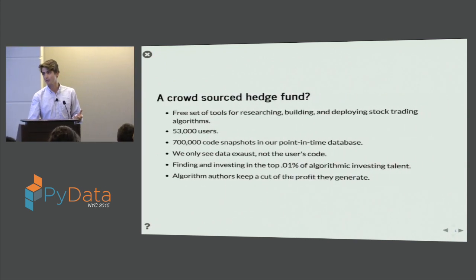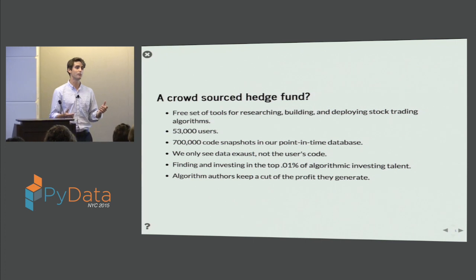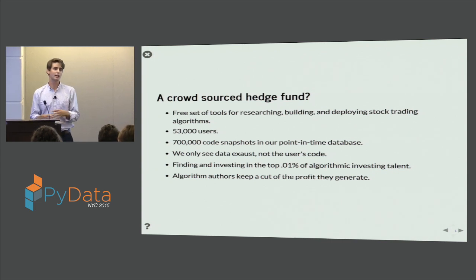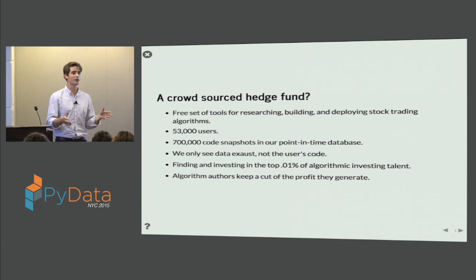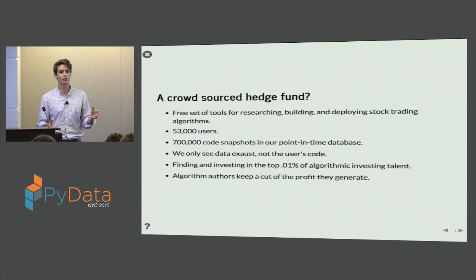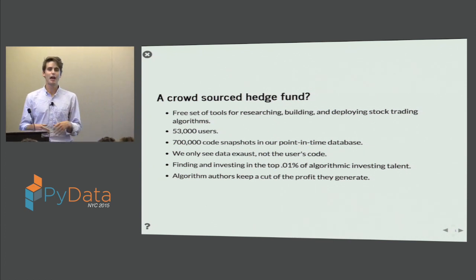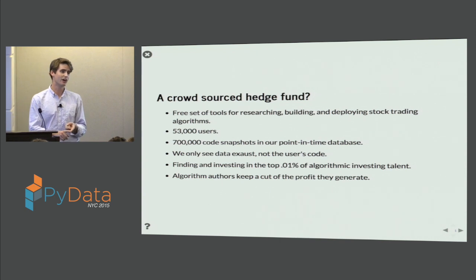And when I say that Quantopian is a crowdsourced hedge fund, I mean that we're a free platform for building, deploying, researching, and discussing algorithmic trading strategies. Anyone can come to our site and for free code up an algorithm in Python, backtest it on 13 years of minute-level historical pricing data, deploy it on the market, and then they can enter our contest.